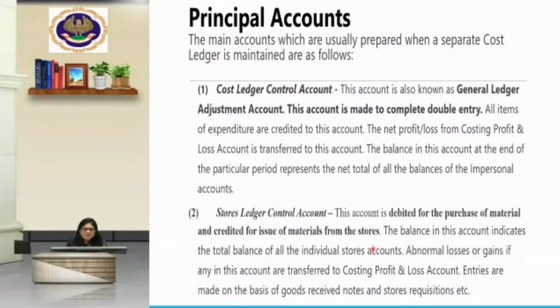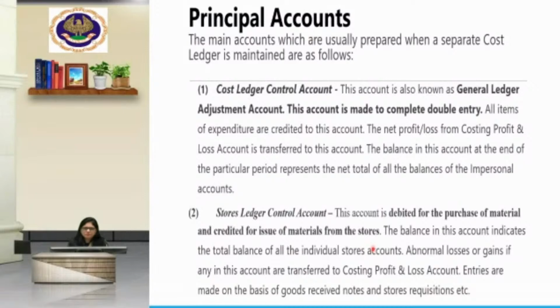Entries are made on the basis of goods received note and stores requisition. So whatever we are purchasing from outside, whether direct material or indirect material, every purchase we have to debit in the stores ledger control account. And from the stores ledger, materials will be issued for production, for all the direct material, all the indirect material will be issued from the stores ledger only. So every purchase will be debited and every issue will be credited to this account.